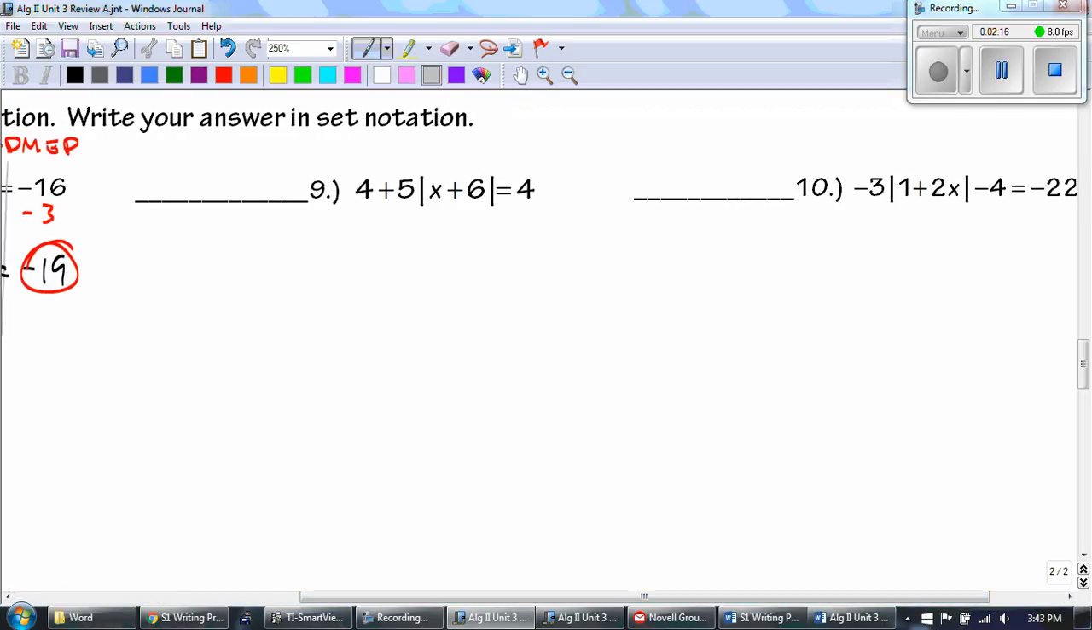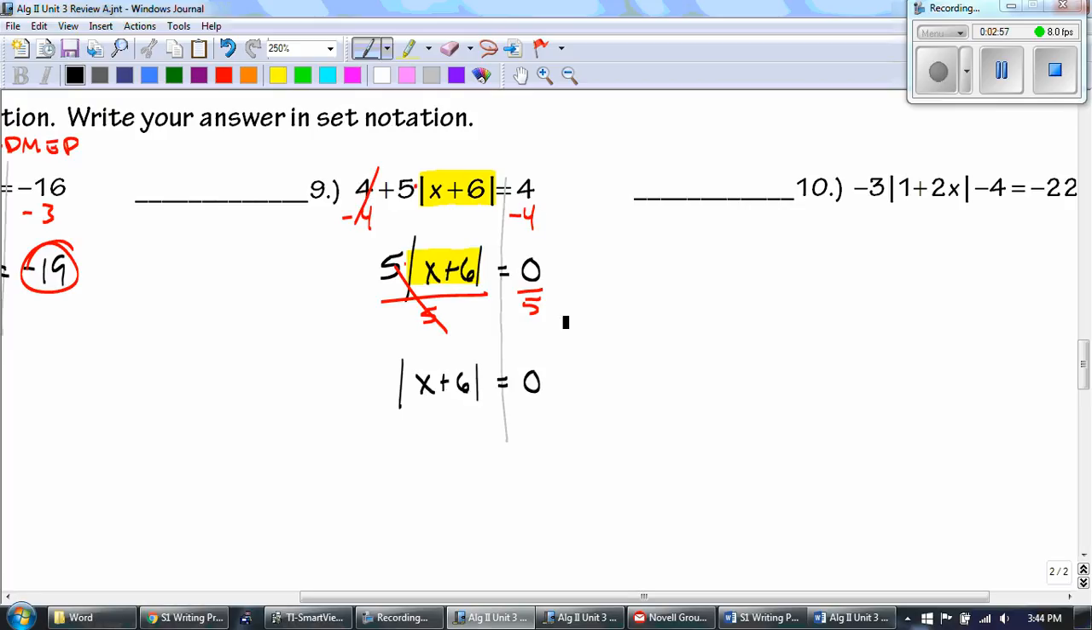Number 9. The absolute value is not by itself. So I can't add 4 plus 5 because the 5 is being multiplied right now. So I have to subtract the 4 to both sides. We get 5 times the absolute value of x plus 6 equaling 0. Absolute value is not by itself yet. We just said that that's multiplication. So to get rid of multiplication, I need to divide. So we have the absolute value of x plus 6 equaling 0.